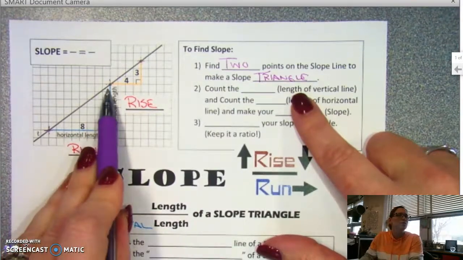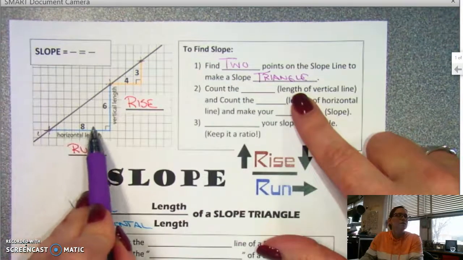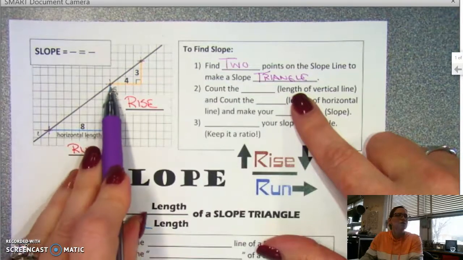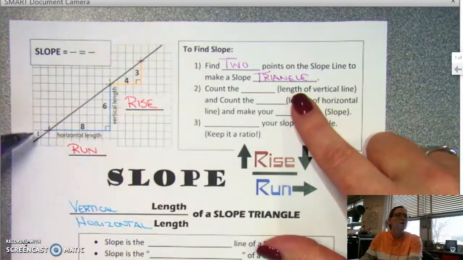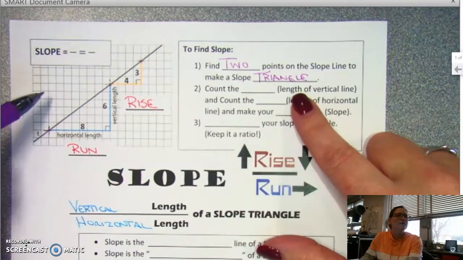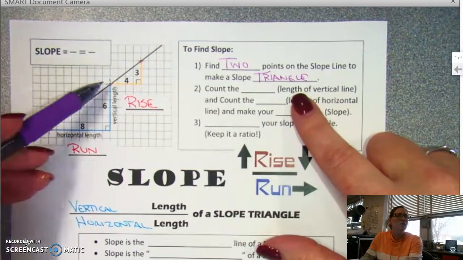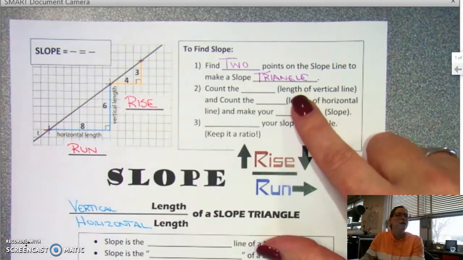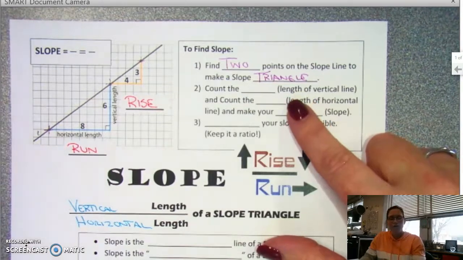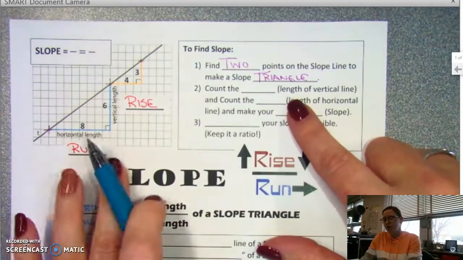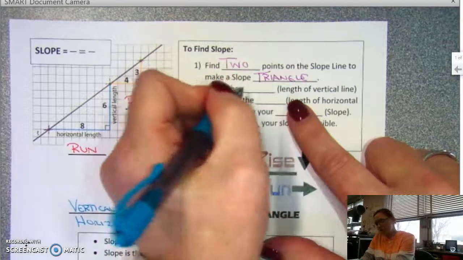So once you have your 2 points, you would move over the horizontal length and you'd go up to the vertical length, or you could even do the opposite. You can go rise all the way up to that point and go over. Either way of making your triangle is fine. Once you have your triangle created, you're going to count the rise.